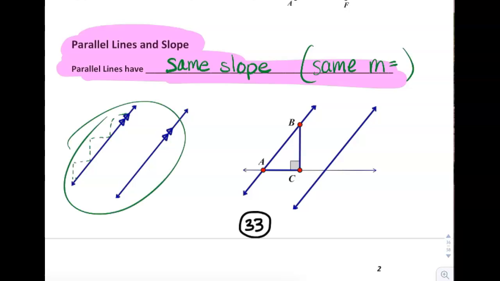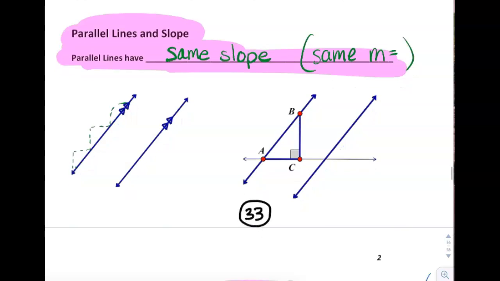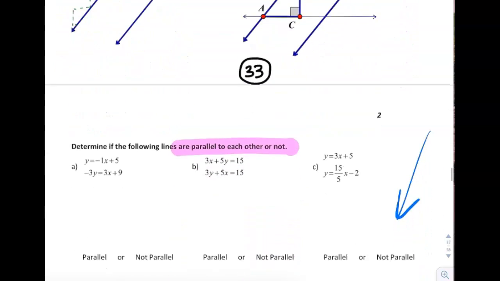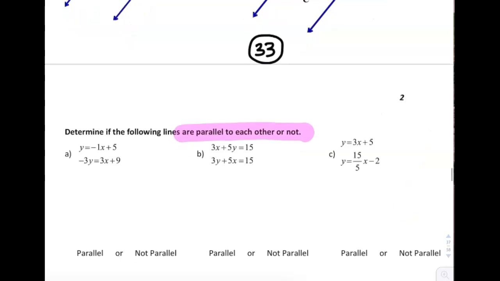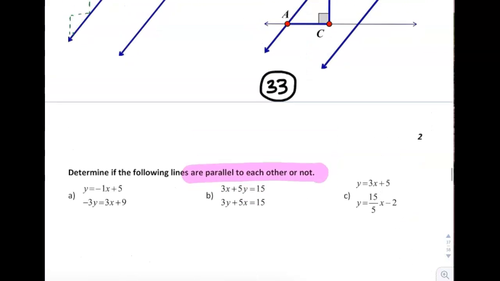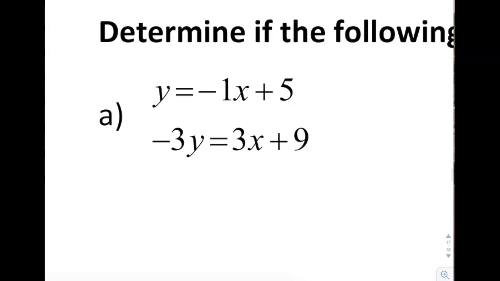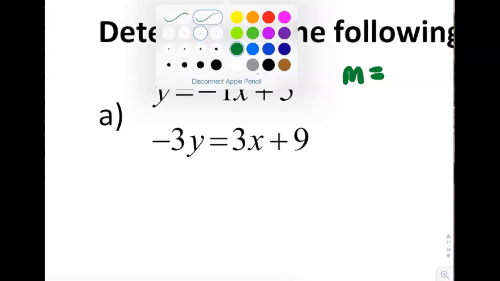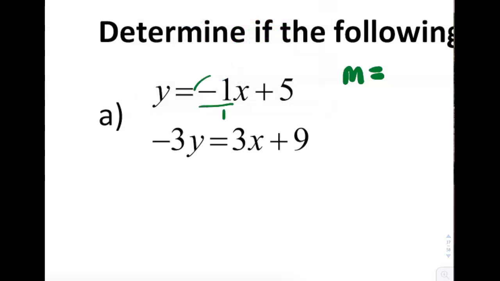Parallel lines have the same slope. So let's go on to 34 for a minute and look at these three, A, B, C at the top. Determine whether the following lines are parallel to each other or not. So are these two parallel to each other? Well, what's the slope of each one? Well, this one is a nice y equals form already. So I'm looking at the slope right there, right? Negative 1, I can put it over 1 if I want, but the slope is negative 1.